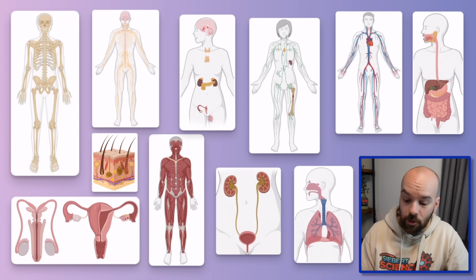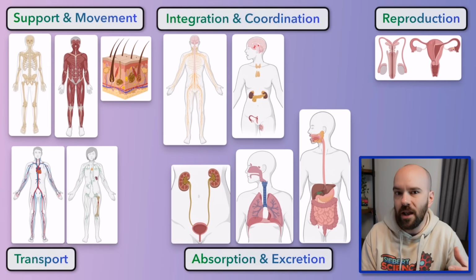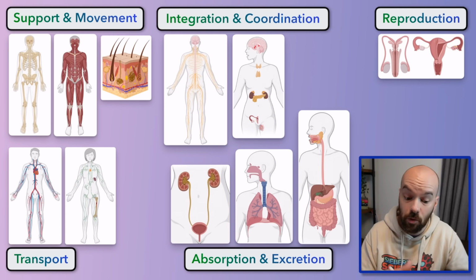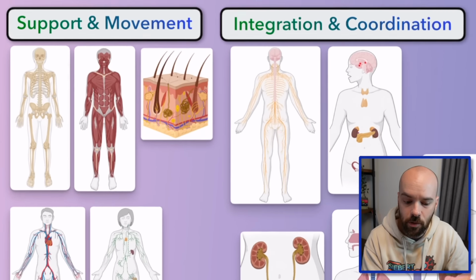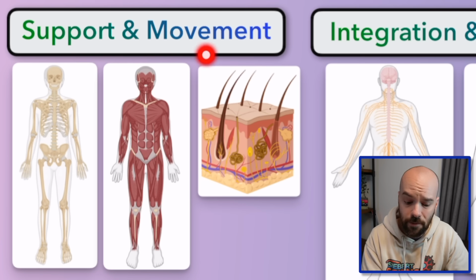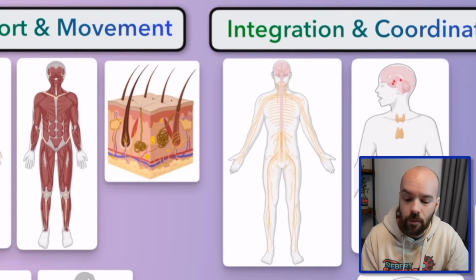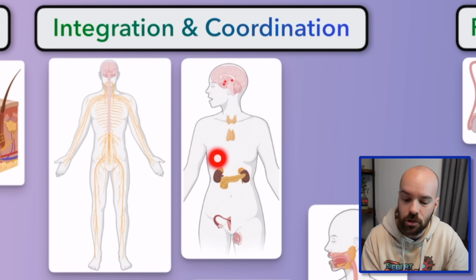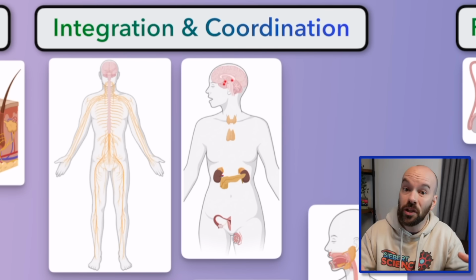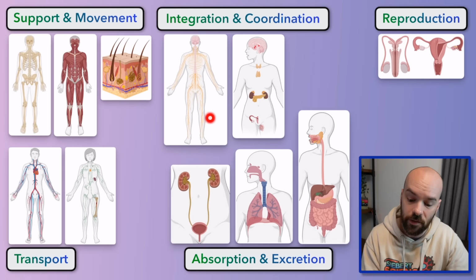All right, let's go back to these. There are 11 organ systems, but what I like to do is kind of categorize them based on their function. So we're going to go through them in this order. First, we're going to look at systems that are dealing with support and movement, primarily the skeletal and the muscular, and then the integumentary system. Then we're going to look at the systems that deal with integration and coordination, basically controlling all of the other systems. So that would include the nervous and endocrine.